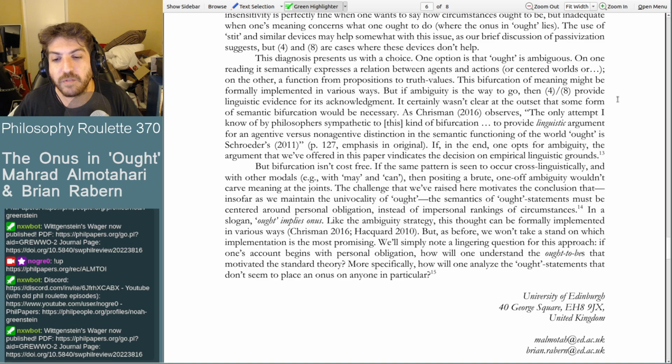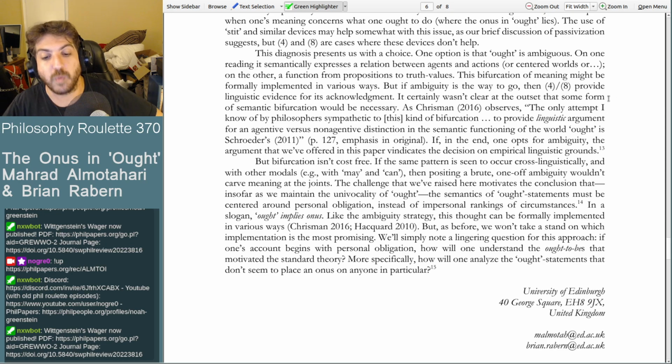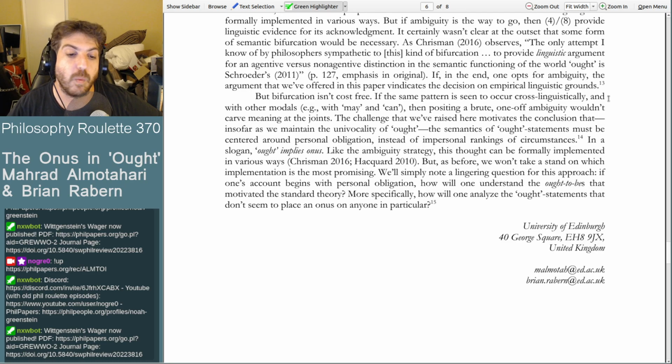The challenge we've raised here motivates the conclusion that, insofar as we maintain the univocality of ought, the semantics of ought statements must be centered around personal obligation instead of impersonal rankings of circumstances. In a slogan, ought implies onus. Like the ambiguity strategy, this thought can be formally implemented in various ways. But, as before, we won't take a stand on which implementation is the most promising. We'll simply note a lingering question for this approach. If one's account begins with personal obligation, how will one understand the ought-to-be's that motivated the standard theories? More specifically, how will one analyze ought statements that don't seem to place an onus on anyone in particular?